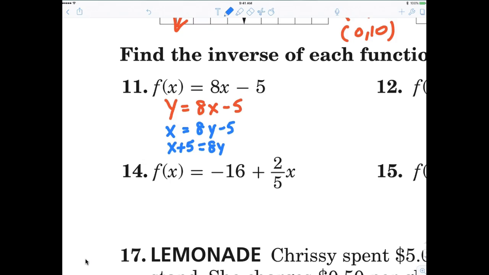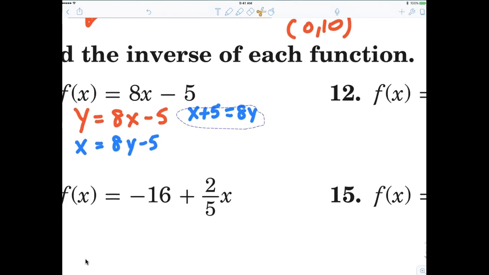I'm just going to move this over so we can see it better. I'm just going to divide everything through by 8. I'm going to draw this step out just to show you. So I say y is equal to x over 8 plus 5/8. Okay, that is considered the inverse.